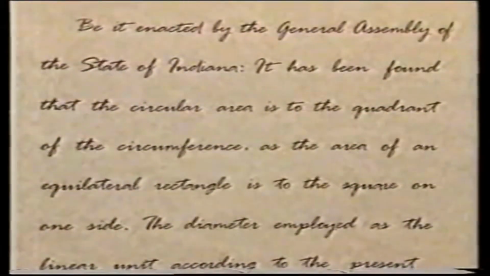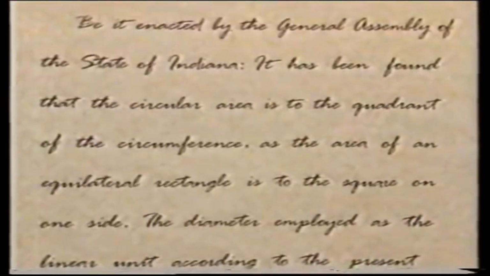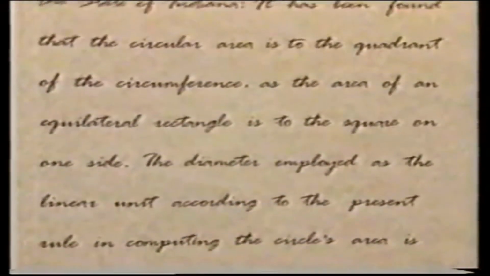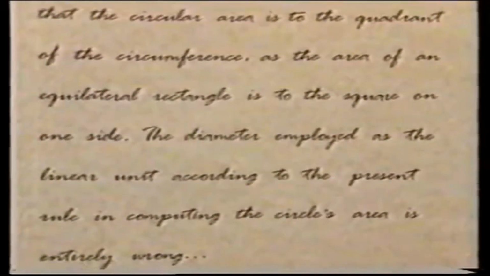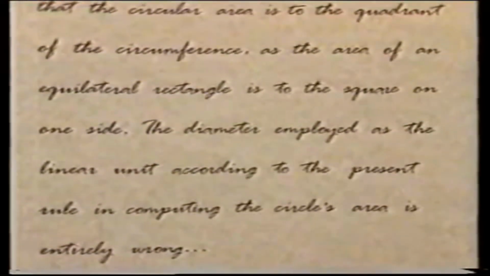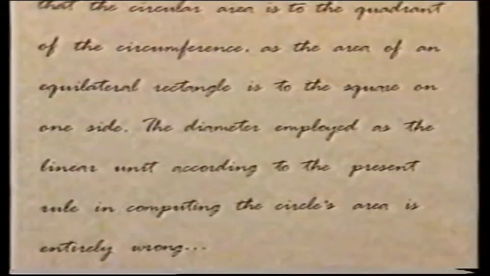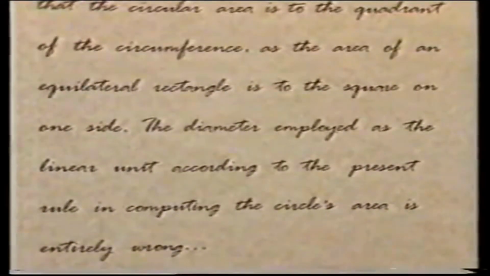In 1897, the state of Indiana decided to legislate a value for pi. As it happened, the wrong value. The bill was referred to the House Committee on Swamplands and passed its first reading unanimously. But luckily, a mathematics teacher appeared on the scene and the bill was shelved indefinitely.